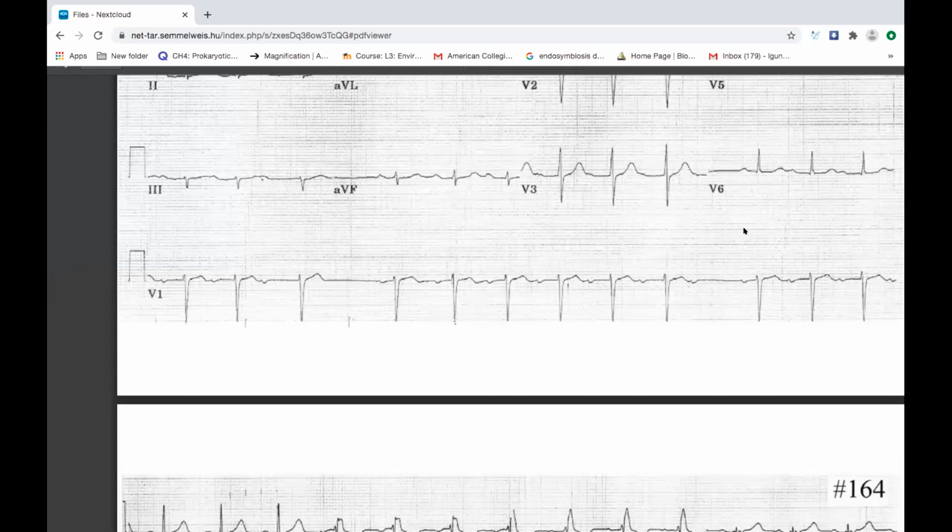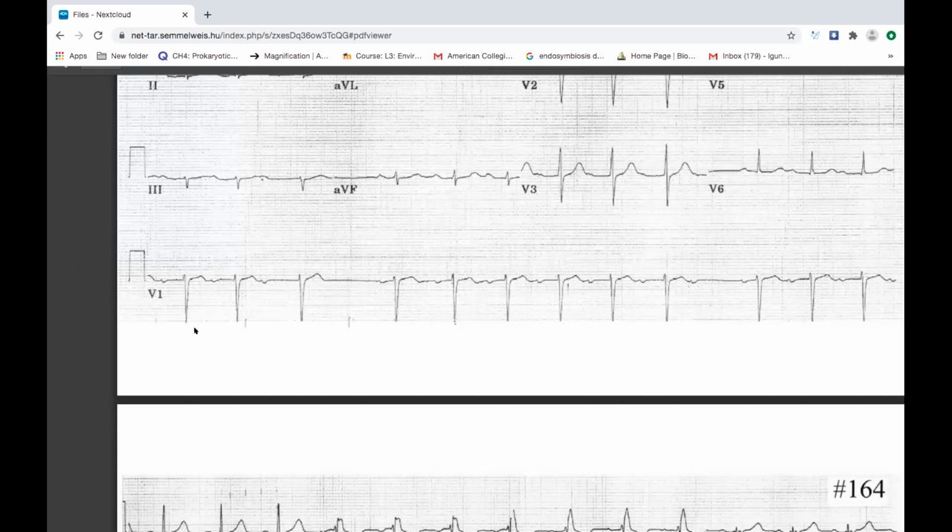Yes. I think so. So the problem is if you are comparing, that's the normal regularity when we do have a second degree AV block Mobitz type 1. This part, the last part, that's okay.